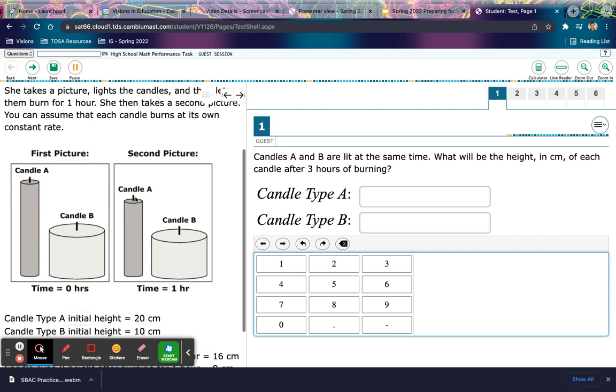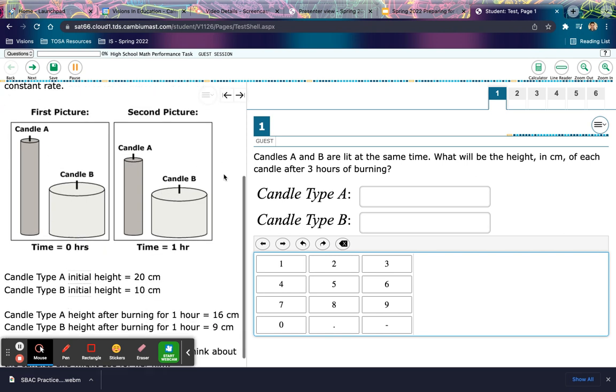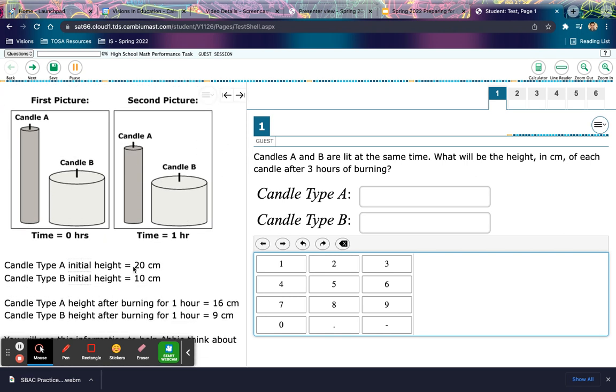Notice candle A burned a little lower, and candle B burned a little lower. They give you the initial height of candle A and candle B, and then they give you the height after the 1 hour. So I would be thinking in my head, all right, how do I dismantle problems so I can figure them out? What I would do is have a notepad, paper and pencil handy, and I would redraw these pictures on it and mark out areas. I would mark, all right, 20 centimeters, 10 centimeters, and I would label things on here. Then I would label them here so you can get visuals of it.